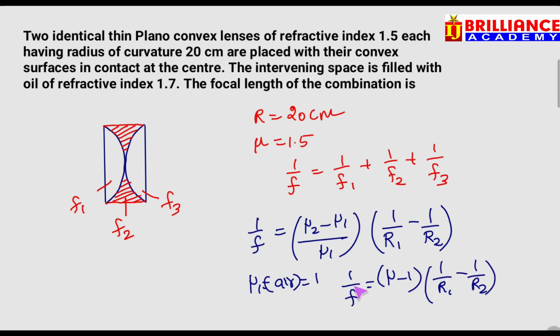Now what you have to do is apply this formula separately for the first lens. Similarly, you have to apply it again for the second lens. And for the third one, you need not apply it because it is the same configuration as the first. So you can simply write.